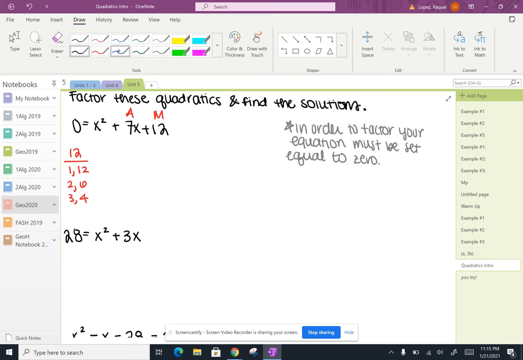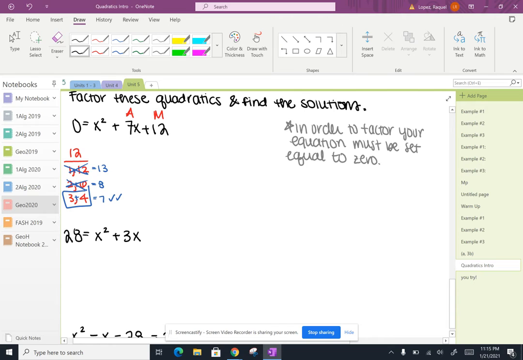Okay, so now let's go through our list. When I add 1 and 12 together, this gives me 13. So I know this is not my pair. When I add 2 and 6 together, this gives me 8. So that can't be my pair. However, when I add 3 and 4, I get 7. This is definitely what I want. So that means that 3 and 4 are going to be my factored numbers.